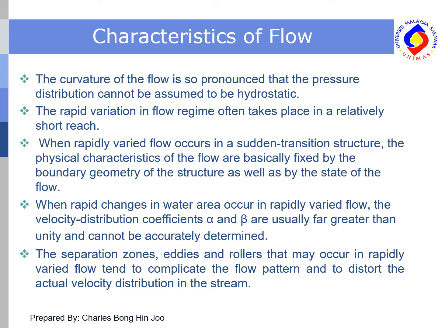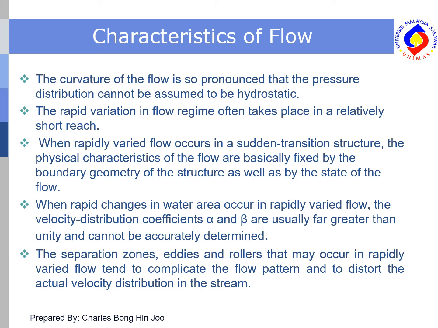In terms of the characteristics of rapidly varied flow, the curvature of the flow is so pronounced that the pressure distribution cannot be assumed to be hydrostatic. And this rapid variation in flow often occurs in a relatively short distance. When rapidly varied flow occurs in a certain transition structure, the physical characteristics of the flow are basically fixed by the boundary geometry of the structure as well as by the state of the flow.